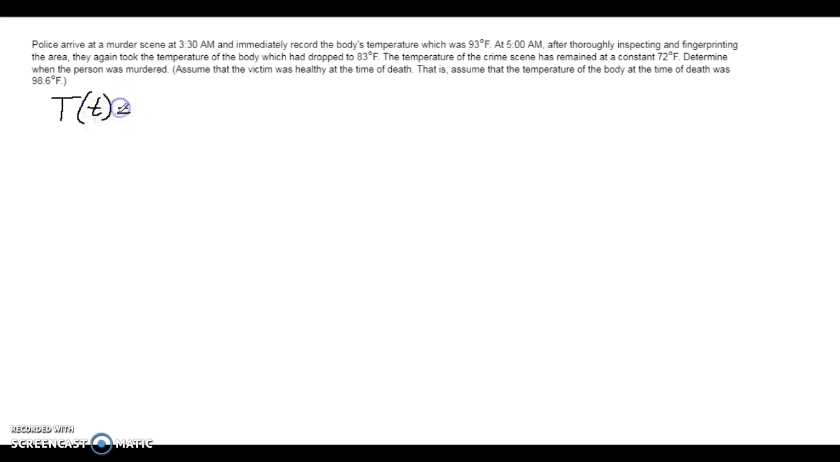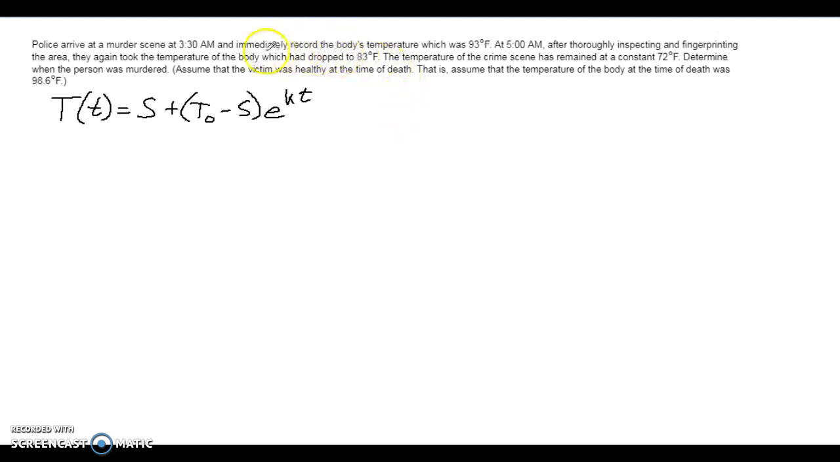we are going to use the equation T of t is equal to S plus (T sub 0 minus S) e to the kt, where S is the surrounding temperature, T sub 0 is the initial temperature, E is our constant E, K is the cooling constant, which can differ depending on what sort of object we're looking at, and t is the amount of time that has elapsed, and then T of t is the temperature of the object after that amount of time.